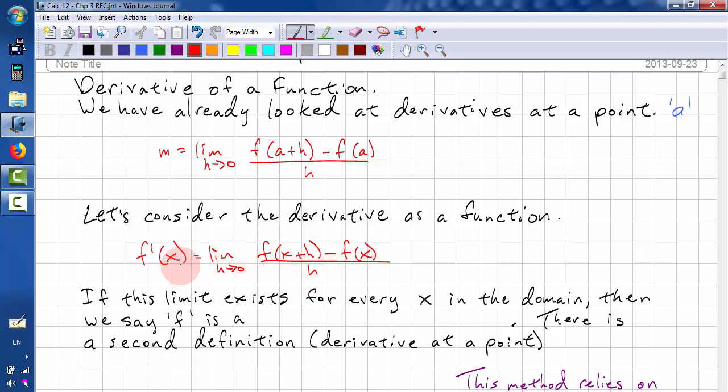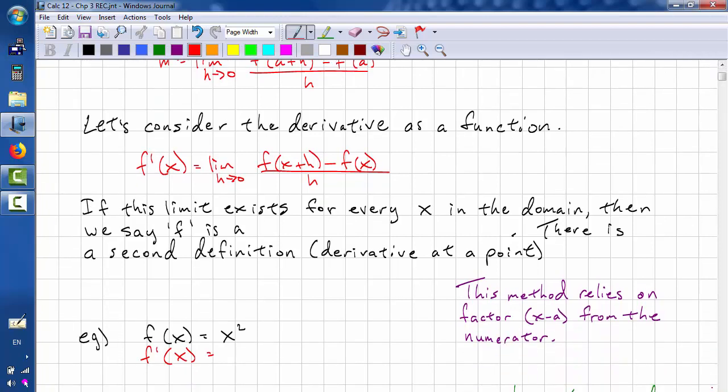So all we're doing is substituting this function notation, and we have an x instead of an a. It's not a big differentiation, but we're thinking of it as a function. So rather than calculating at a point, we can calculate it at any point. If this limit exists for every x in the domain, then we say f is a differentiable function.